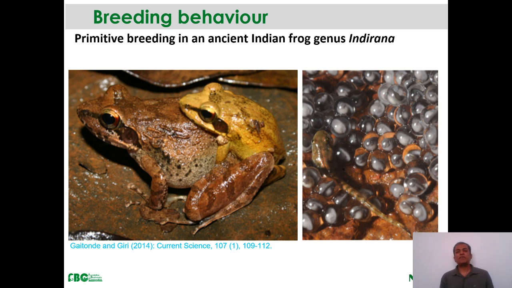This is one of the papers where Kaithonde and I published a note on the breeding behavior of one of the endemic genera called Indirana. This species is Indirana chiravasi from Amboli, where we saw its breeding behavior. It's a very unique breeding strategy they follow, and probably many species in India are following this kind of very interesting strategies which we need to explore.